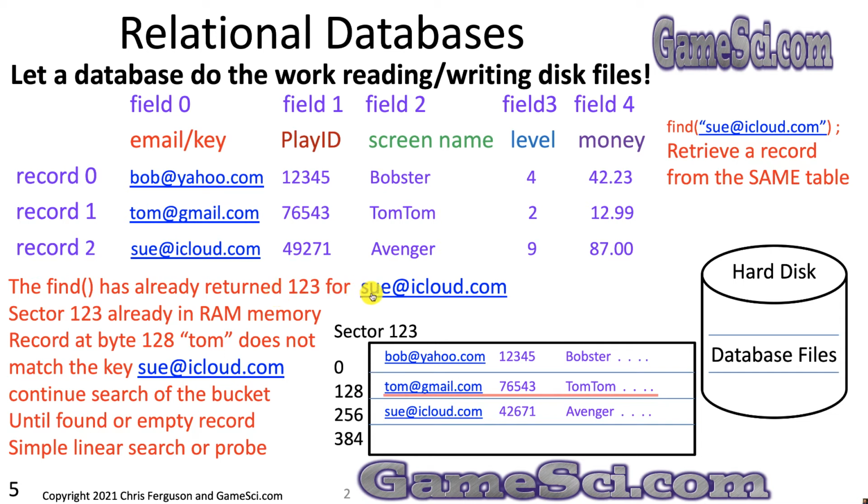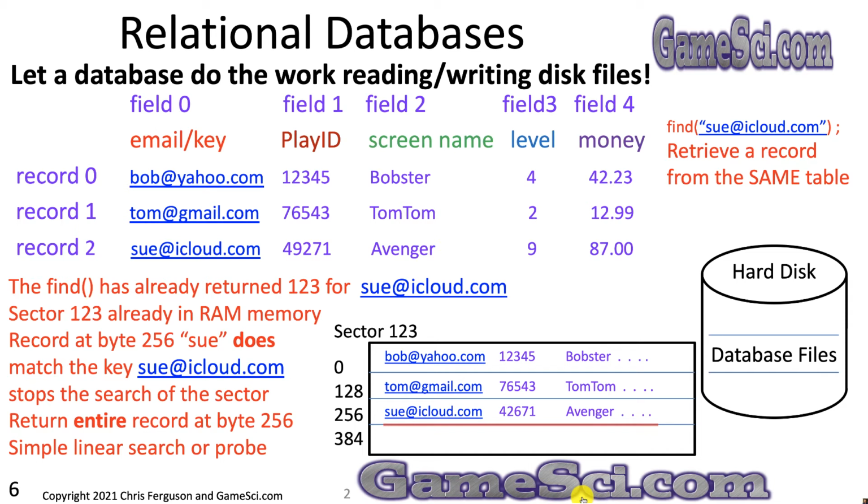We already know that Sue should be in sector 123, and sector 123 is in RAM memory. If we didn't find Sue in record 0, or at the very beginning, we need to advance to the next record in the disk sector and check to see if that's Sue. And it turns out we find Tom. Sue and Tom are not a match. So we're going to continue the search of the bucket until we find our data or we find an empty record. This is called a simple linear search or a linear probe.